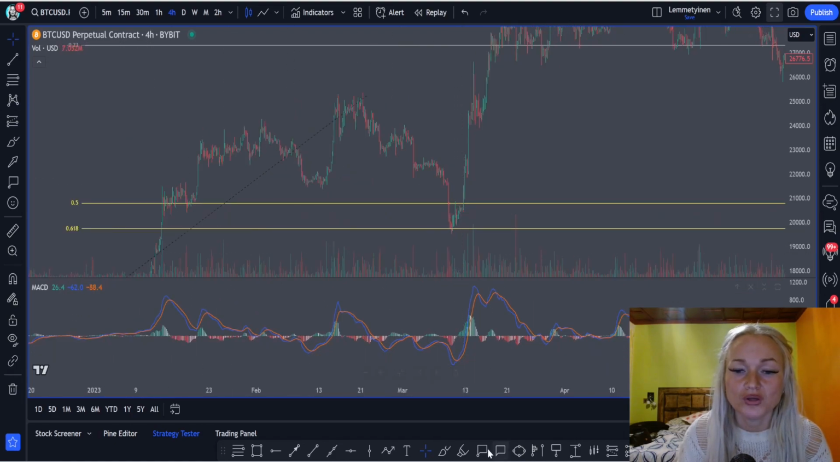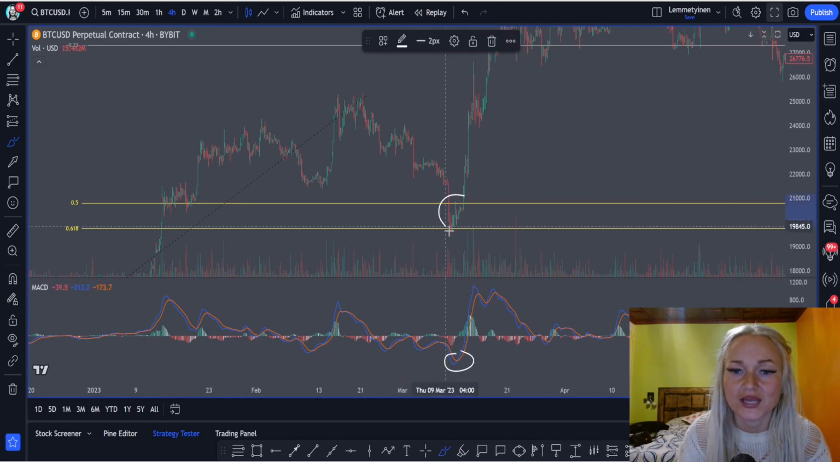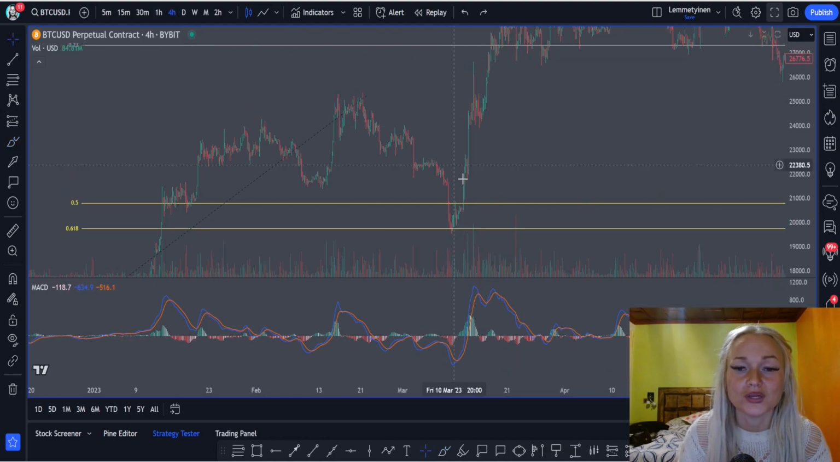Now you can see right here how the market came down to this level, the Fibonacci 50 and the 61.8%, and you can also see on the MACD how the market did cross right here. So this is actually a really good entry point for us to go into. Now we don't want to look at the 4-hourly, we want to go down to the lower time frames.